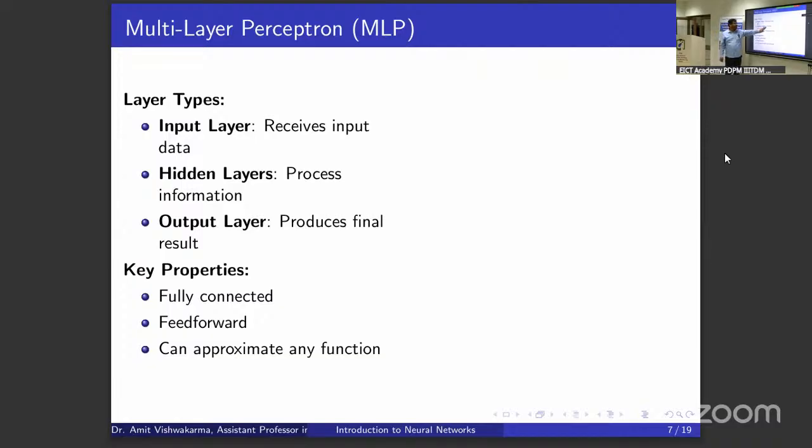Hidden layers process information. In a neural network, we have hidden layers which process the information, like our processing unit. And we have the output layer, which produces the final result: classification, regression. What are the key properties of a neural network? Fully connected, feed forward, can approximate any function.